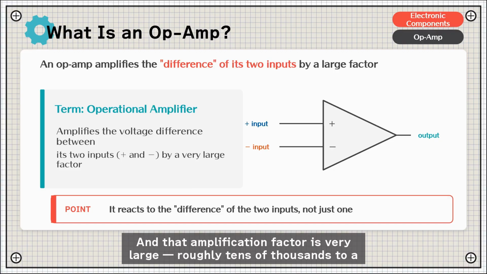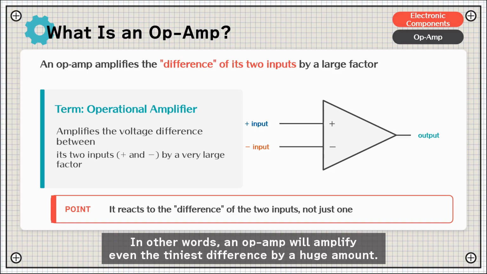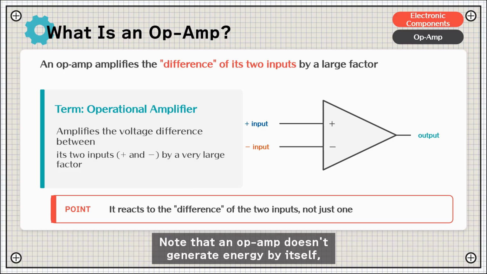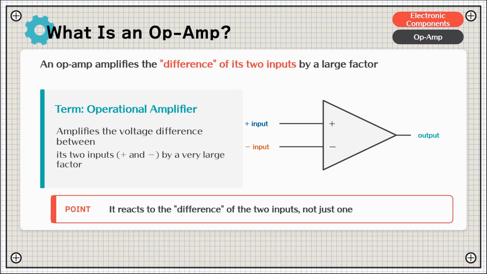Keep in mind that it does not simply boost one of the inputs on its own. And that amplification factor is very large, roughly tens of thousands to a million times, though it varies by model. In other words, an op-amp will amplify even the tiniest difference by a huge amount. Note that an op-amp doesn't generate energy by itself, so it needs a power supply to operate.